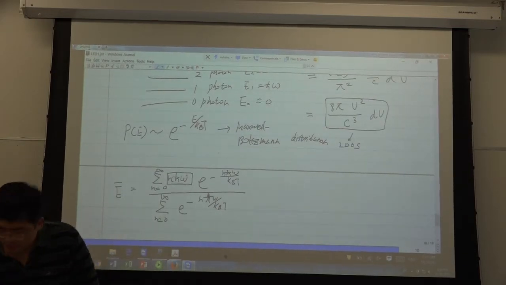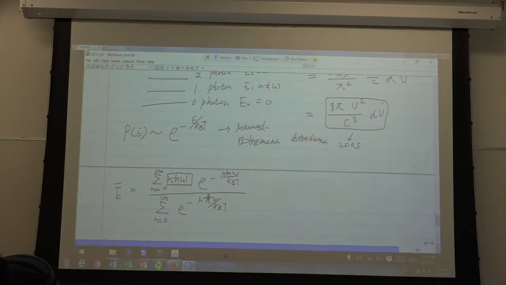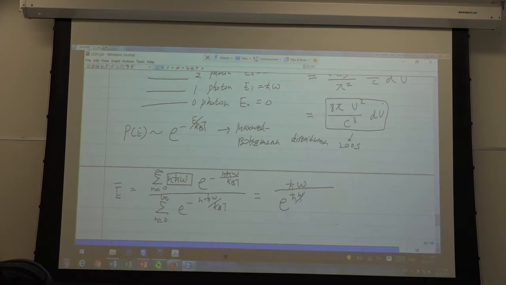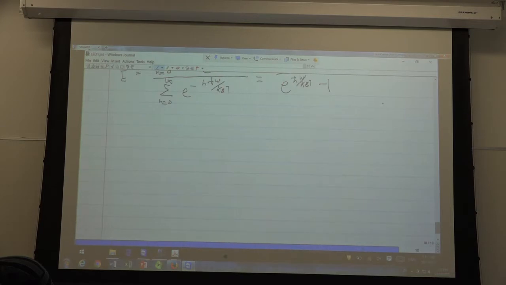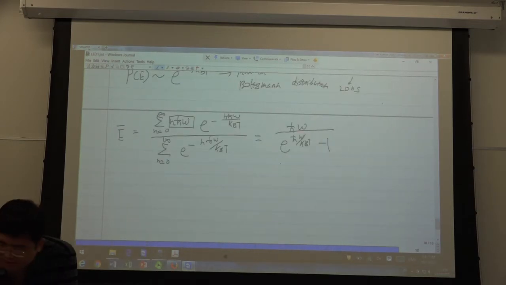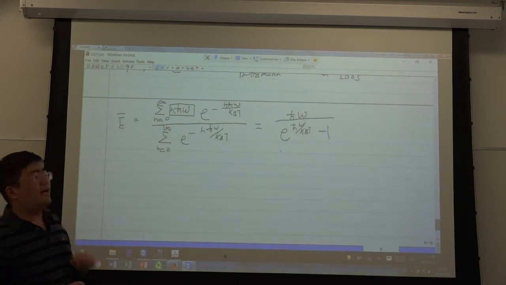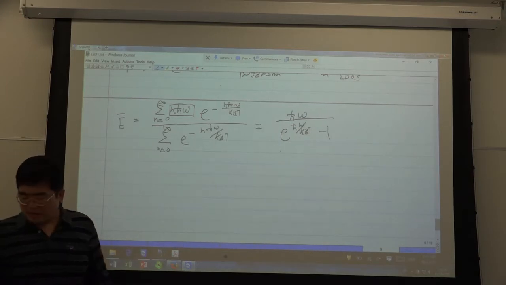So finally, I get this very famous equation: h bar omega over e to the h bar omega over kBT, minus 1. This is the mean energy per mode.